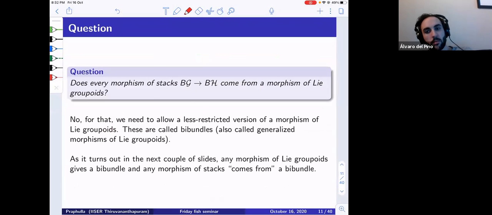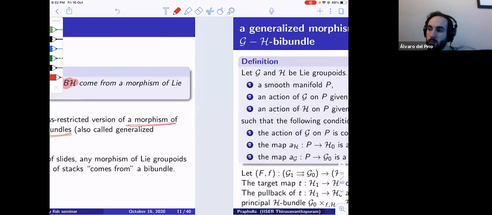Now the next question is, does every morphism of stacks BG to BH come from a morphism of Lie groupoids? It turns out this is not the case. Further, we need to allow a more general notion of morphism of Lie groupoids. That's what are called bibundles. So let me introduce the notion of bibundles here.